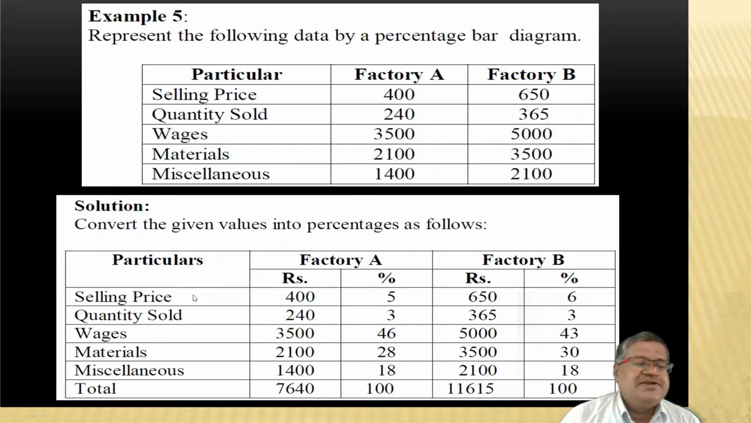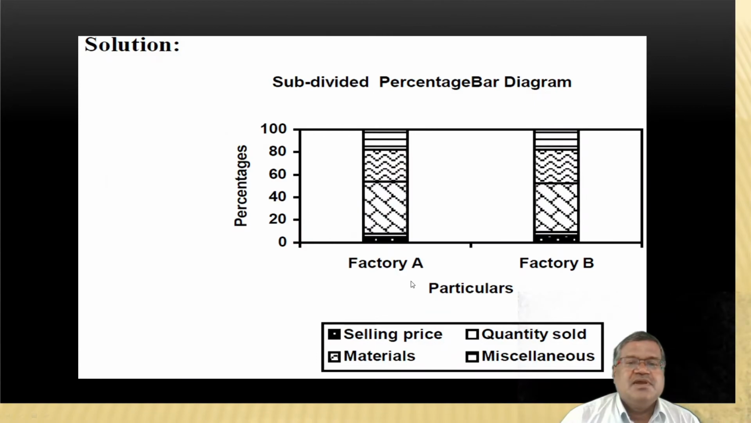Like this, we need to convert the particulars or components into percentages in a percentage bar diagram. This is the subdivided percentage bar diagram for factory A and factory B. These are the percentages. We can easily compare. This dark part is selling price, quantity sold is blank place. This is miscellaneous materials. Like this, we can subdivide the percentages, subdivide the components and draw a percentage bar diagram.